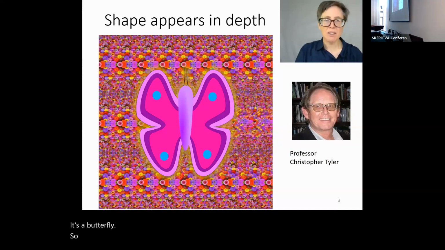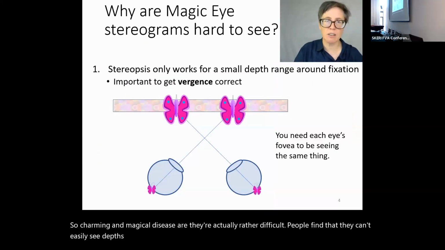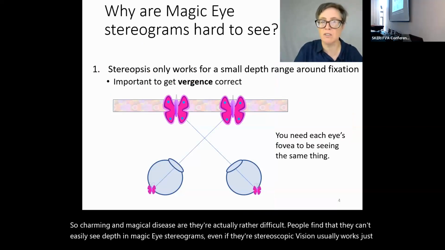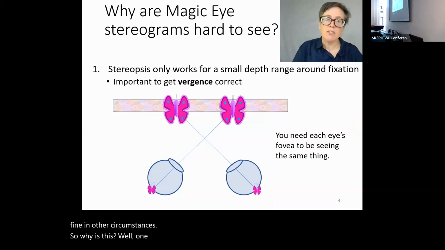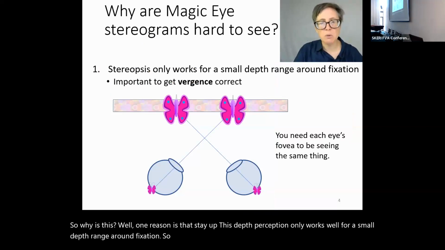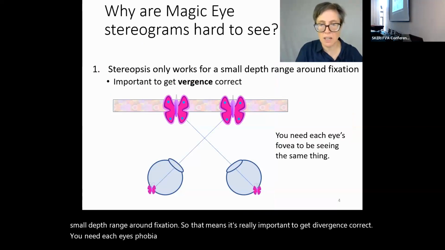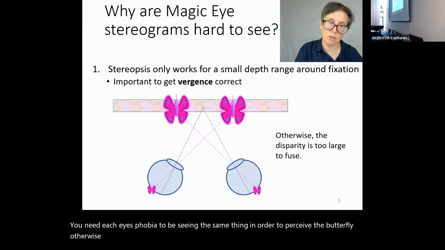So charming and magical as these are, they're actually rather difficult. Many people find that they can't easily see depth in magic eye stereograms, even if their stereoscopic vision usually works just fine in other circumstances. So why is this? Well, one reason is that stereopsis depth perception only works well for a small depth range around fixation. So that means it's really important to get the vergence correct. You need each eye's fovea to be seeing the same thing in order to perceive the butterfly, otherwise the disparity will be too large to fuse.